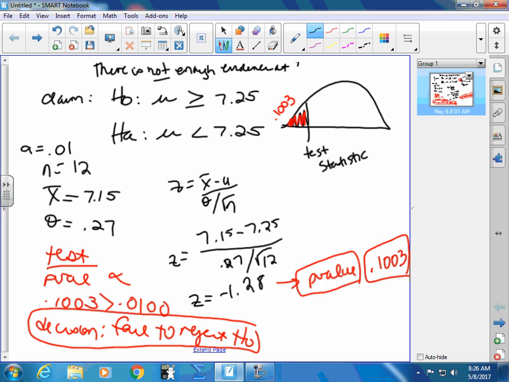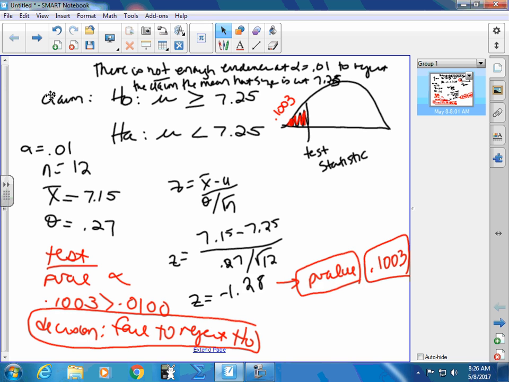And you're going to say, at a level of 0.01, to reject or not reject the claim that the mean hat size is at least, for men, is at least 7.25. 7.25. This is the whole entire problem. I'm going to ask you for this whole entire thing. Now you're going to get a couple of problems up front.